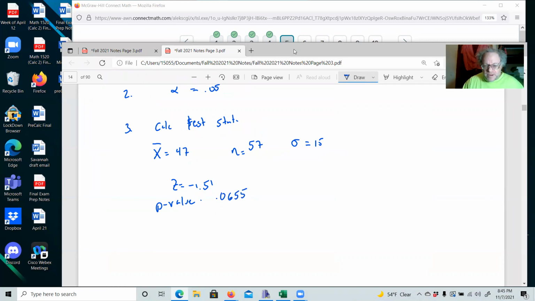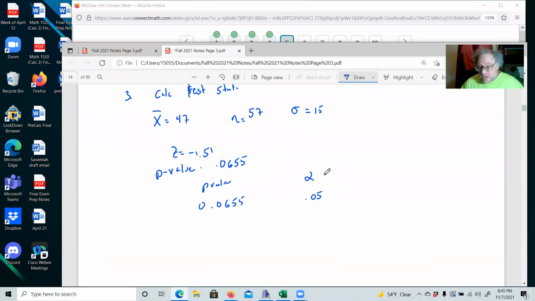Now we have to compare. Is our p-value, 0.0655, a bigger or smaller number than our alpha, 0.05? It's a little bit bigger. We said this is the level where we'd say there's something unusual going on, and maybe we need to look for an alternative solution. But since it's not smaller than that, our p-value isn't extremely rare, rare being 0.05, the level we chose. So we're going to say do not reject H0.